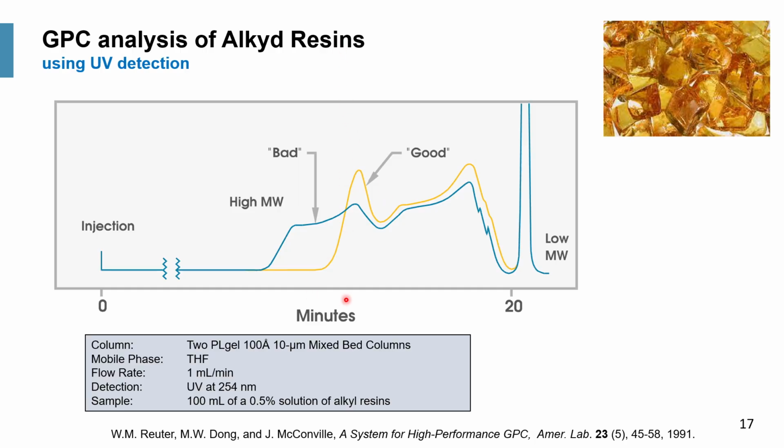Here it is shown that a good batch is a batch with less high molecular weight material, meaning that there is a better adhesive property, while the bad batch typically has worse quality due to the fact that there is very high molecular weight material in there.